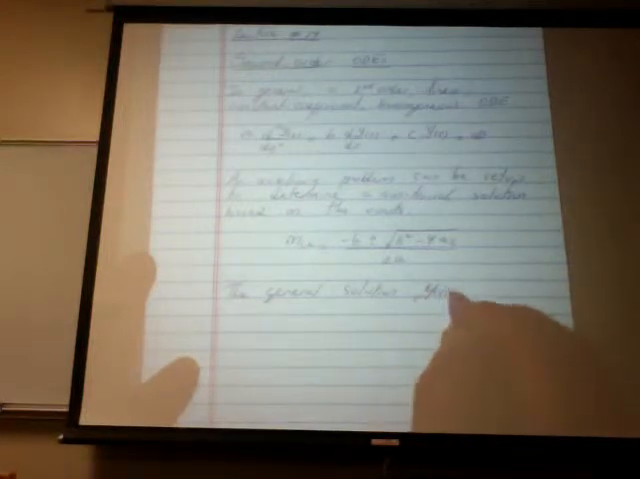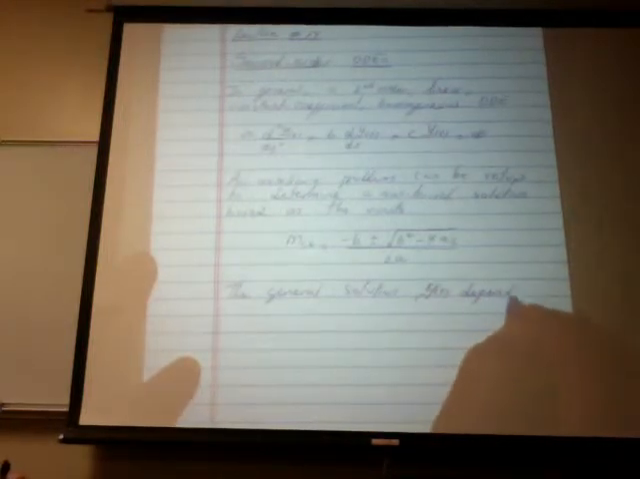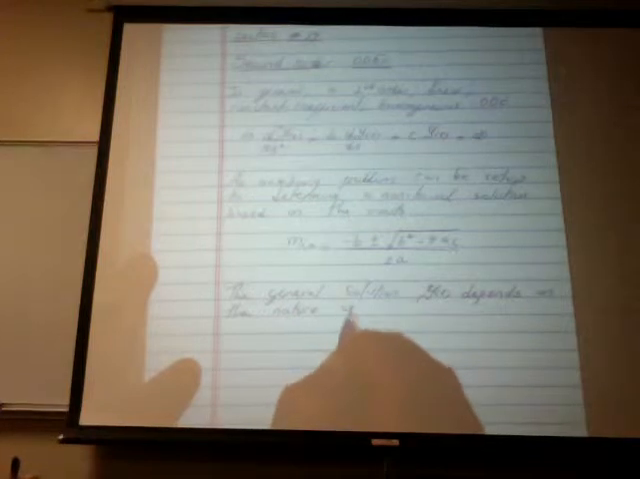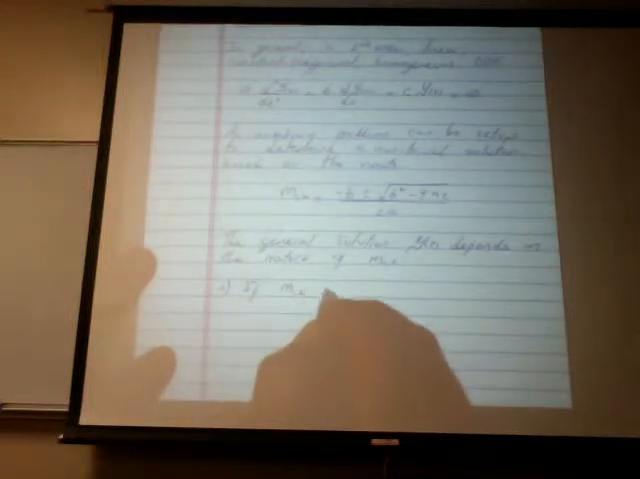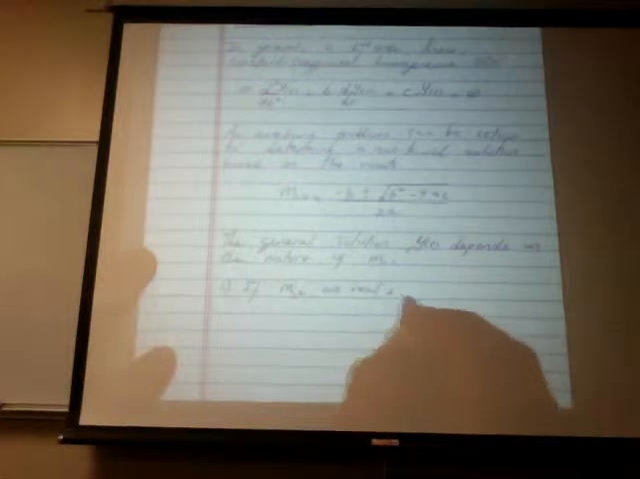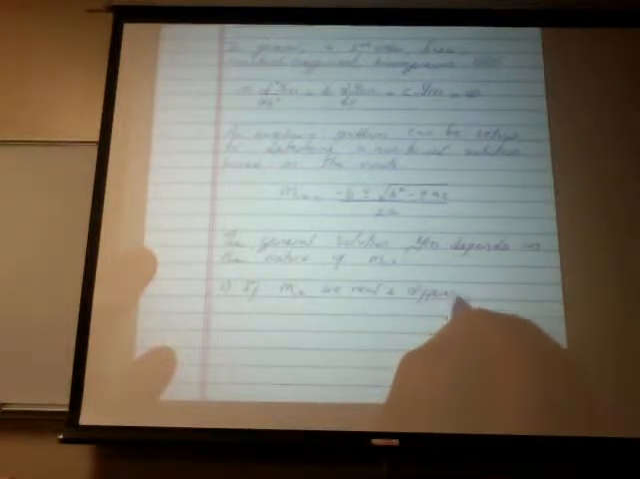The general solution y of t depends on the nature of m1 and m2. By nature, I mean whether those roots are real, imaginary, or complex. So first of all, if m1 and m2 are real and different, that would occur when b squared minus 4ac is greater than 0.